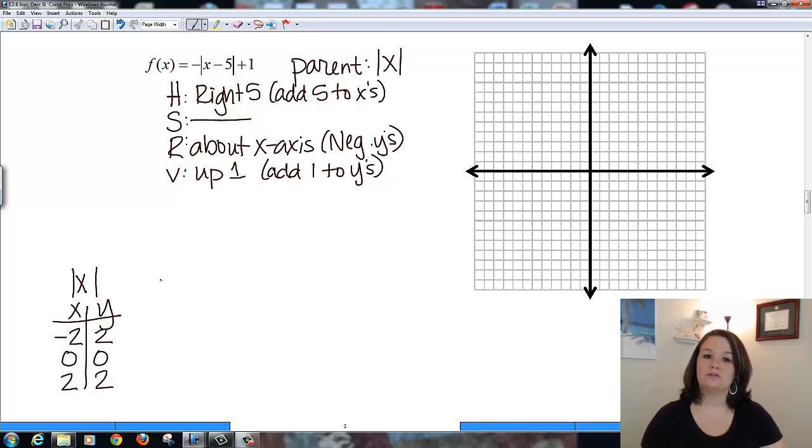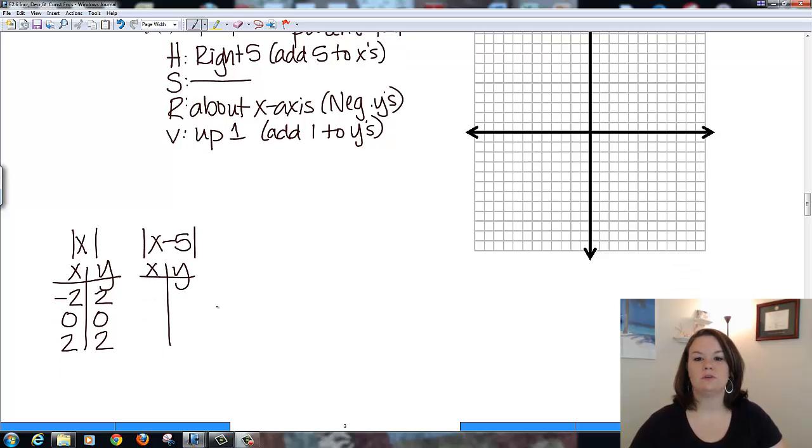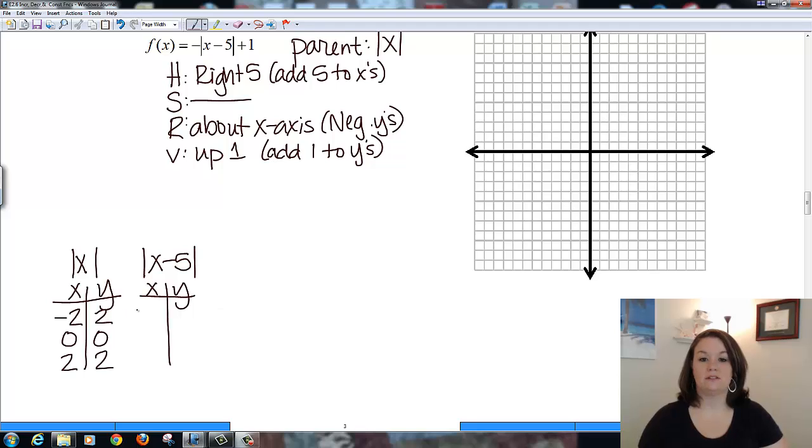So the first transformation I'm going to do is my horizontal shift. So I take my parent function table here, and now I'm going to modify it so it represents x minus 5 inside my absolute value. To move it to the right 5, I'm going to add 5 to my x's from the previous table. So I'm just going to add 5. So that gives me negative 3.